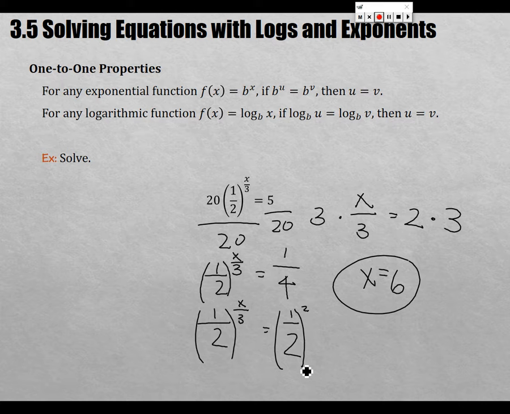I like it. Do you like it? Did you check it? Does it work? Plug in 6 in the original equation. You can see that it works. Yeah, good job. Well done.